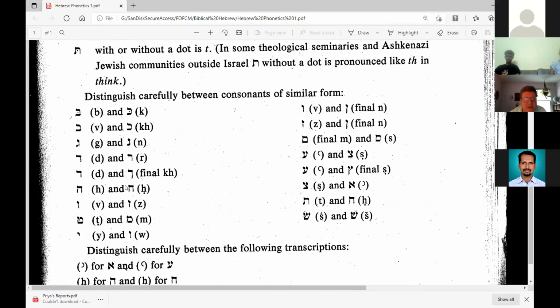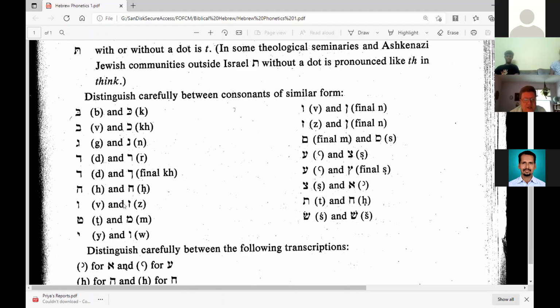Okay, so the Hey has a small space on the left side of the vertical member, and it's sort of separated, like an island here, okay? Whereas the Heth is uniform, continuous throughout. So it looks very close, but Hey and Heth are two different separate Hebrew letters in the alphabet.